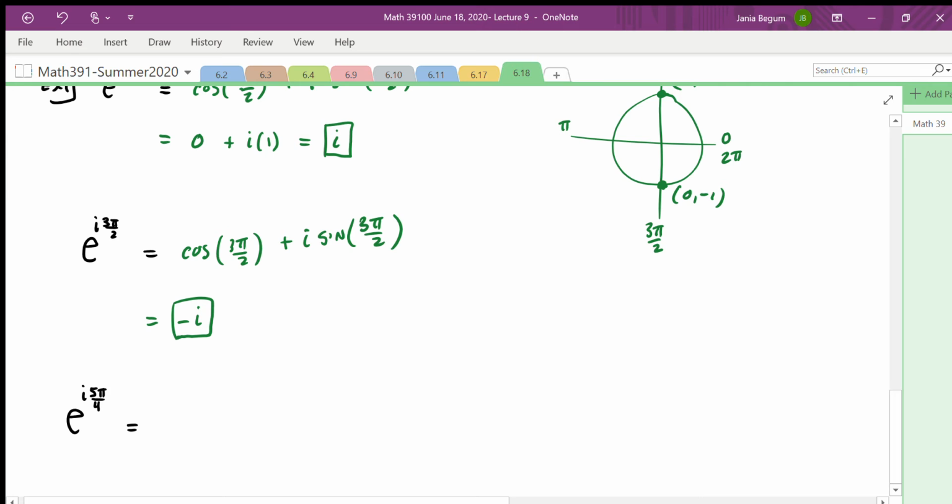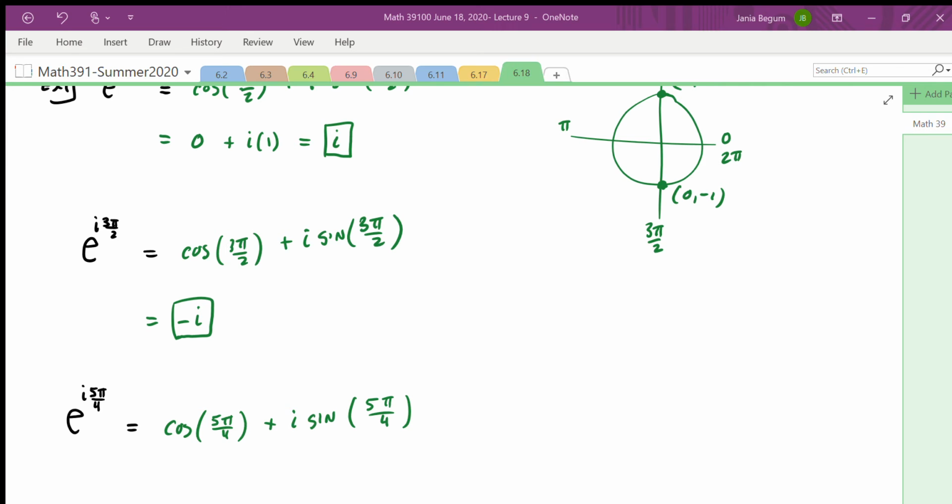So again, using Euler's identity, this would be cosine of 5 pi over 4 plus i sine of 5 pi over 4, right? So that's applying Euler's identity. Yep, so Liana, that's absolutely right.